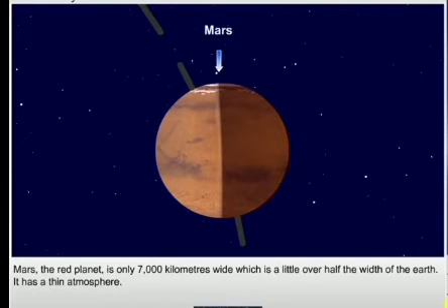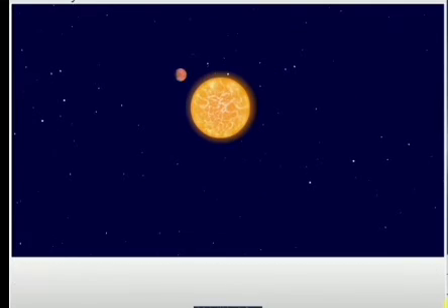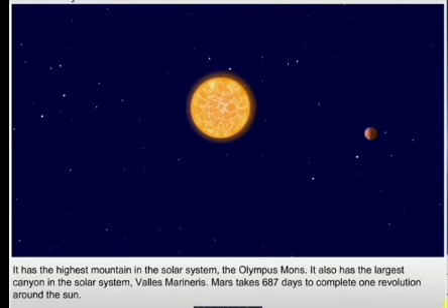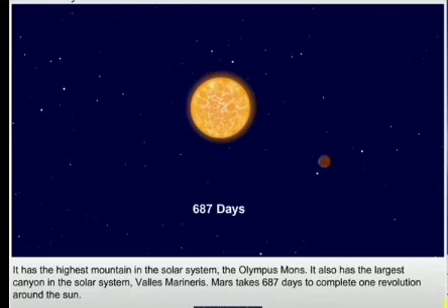It is also very cold. There are a lot of loose rocks and dunes of fine sand on it. It has the highest mountain in the solar system, the Olympus Mons. It also has the largest canyon in the solar system, Valles Marineris. Mars takes 687 days to complete one revolution around the Sun.